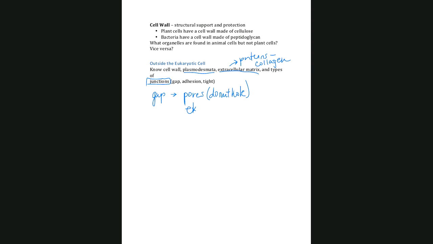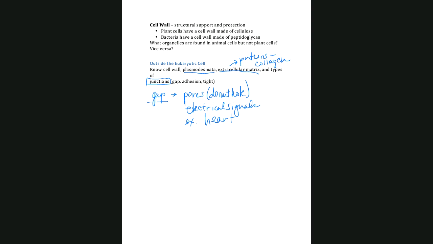it's hard to talk and write something different at the same time. Electrical signals, okay, can quickly spread through these pores from one cell to the next. And so one area, an example of an area that you would see this is in the heart, in the cardiac muscle cells of the heart. So that's the gap junction. And let's talk about the tight junction.